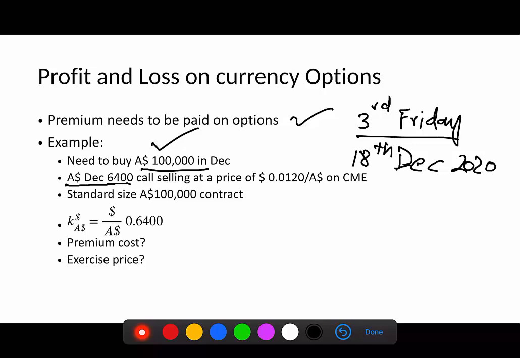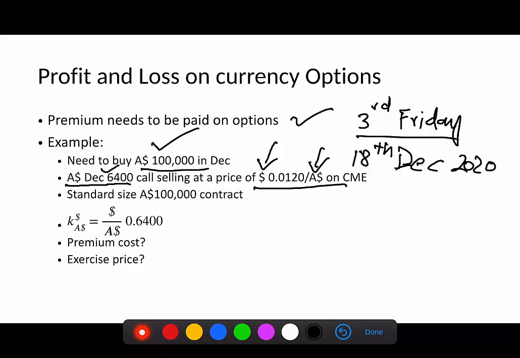6400 call, selling at the price of 0.012 per Australian dollar. So what is the base currency? Your base currency is the Australian dollar, and your price currency is the US dollar, right? And this will give you the right to buy 100,000 Australian dollars. So one option contract gives you the right to buy 100,000 units of the Australian dollar on the Chicago Mercantile Exchange, which will expire on 18 December 2020. And this is the strike price.